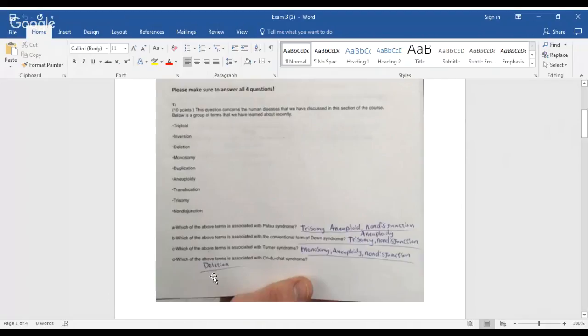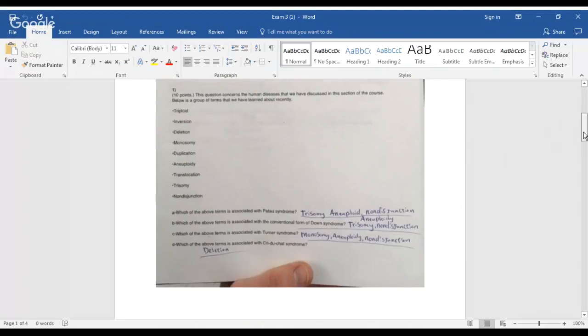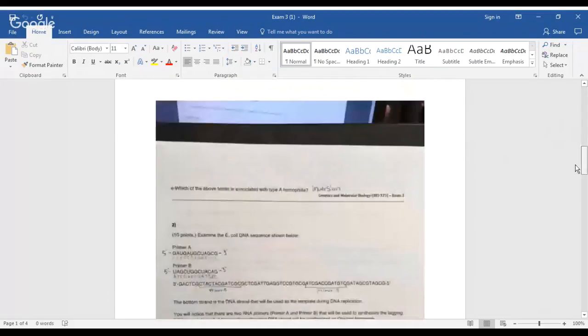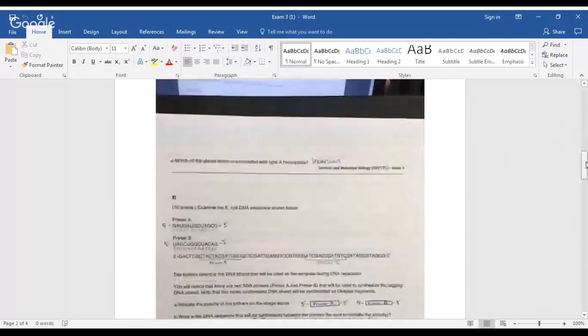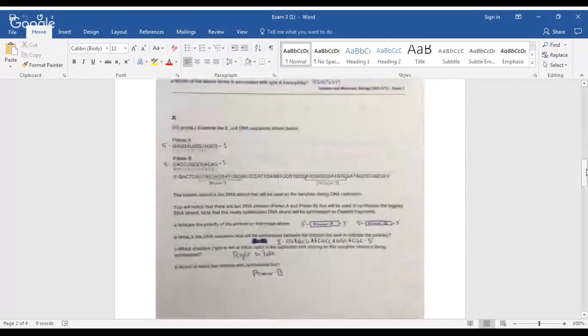D is that, and that is a deletion. Okay, and then E, it's kind of a sneaky one, which is associated with type A hemophilia. That is inversion. Question 2 is asking us to examine the E. coli strand.